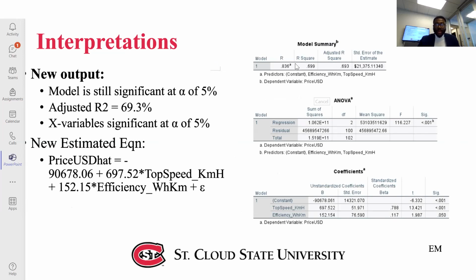And so we rerun the analysis and then we get a new output. When we look at the output on the right, we can see that the adjusted R squared is similar to the one in the previous model that we ran, and the significance is still the same. The significance from the ANOVA table for the model is less than 5%. And then we get a newly estimated equation where we have the price USD hat represented by the unstandardized betas. And as you can see from the right part of the coefficients table, all of them are significant at the 5% significance level because they are all less than alpha of 5%.